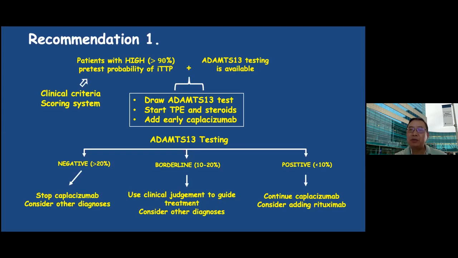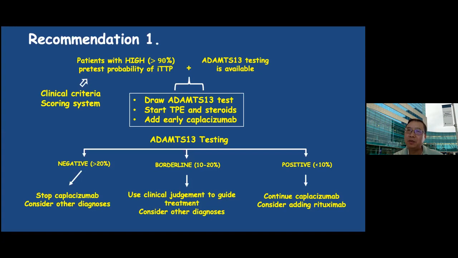You also give corticosteroid, as well as add caplacizumab, which is a new drug that the FDA approved last year. It blocks the von Willebrand factor and platelet interaction, so you prevent the spaghetti and the meatball sticking together. That's what this drug is about. When you're giving this to the patient, you look for the result of the ADAMTS13 test. If ADAMTS13 activity comes back less than 10%, you continue this course: plasma exchange, corticosteroid, and caplacizumab.